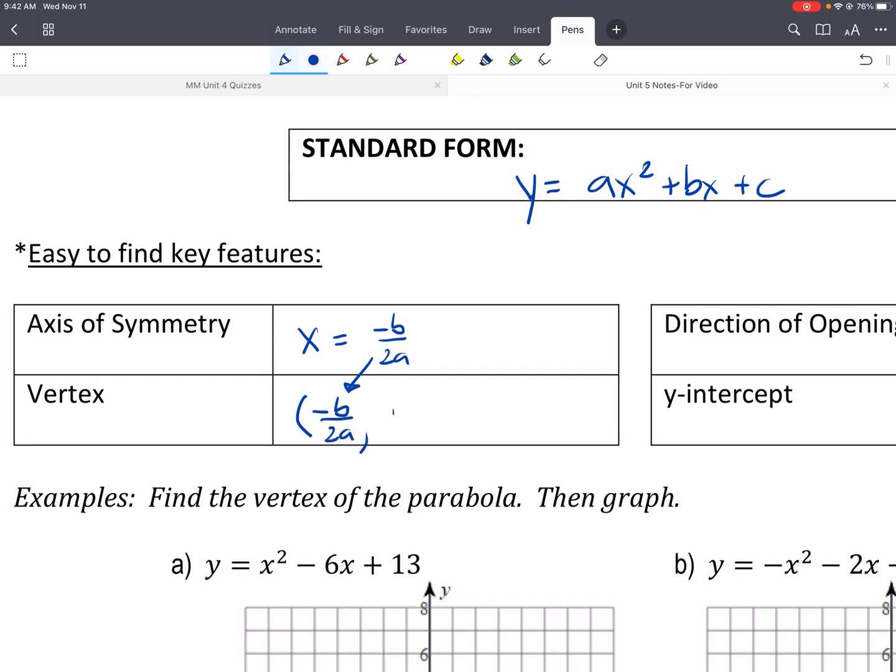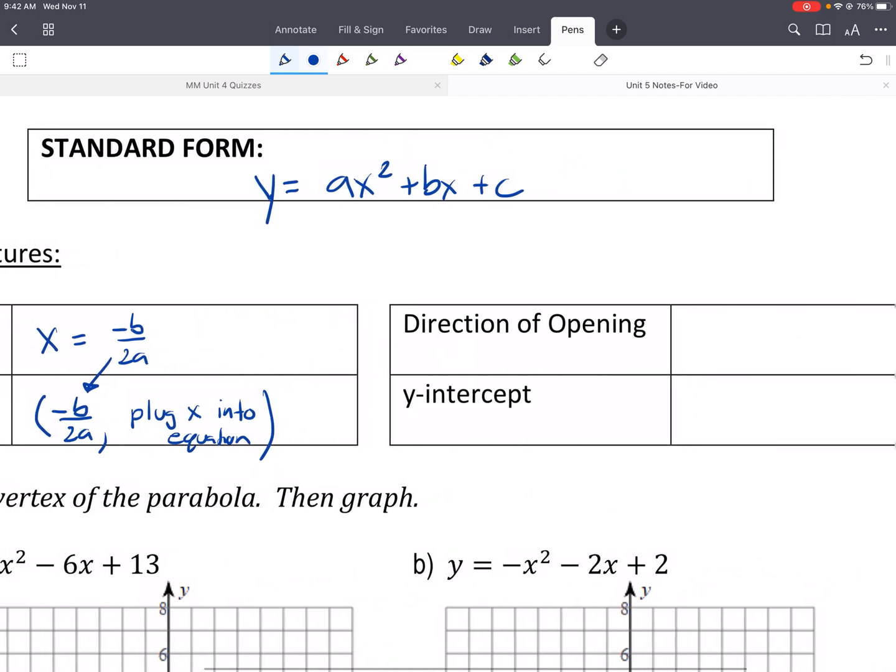We know that the x value for the vertex is the axis of symmetry, and for the y value, we can just plug x into the equation, just like we did with the intercept form. So that's the plan for today, to find that vertex.